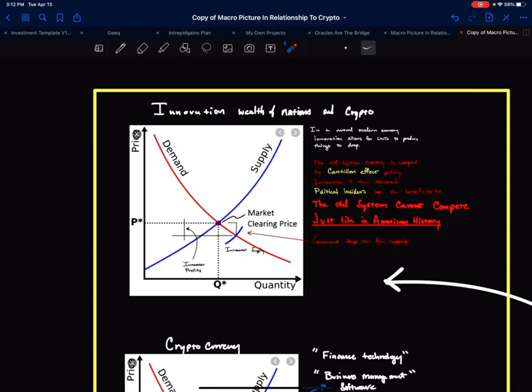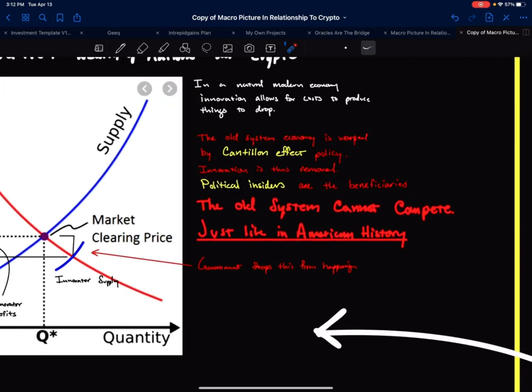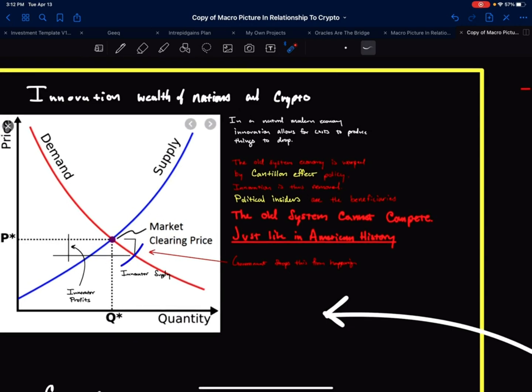Now, there is a chance that a centralized government could make a decision to create a new efficiency, like when America makes the road system and the private system doesn't do that. Well, that could be seen as the government behaving as a rational actor, but that is very rare, okay? In most instances, the free market will produce more stuff and more wealth. So the old system economy is warped by the Cantillon effect. That's whoever's closer to the printer gets the benefit of the money, and so innovation is removed in our American system. Political insiders are the beneficiaries of a centrally planned, Cantillon effect, centrally run system.